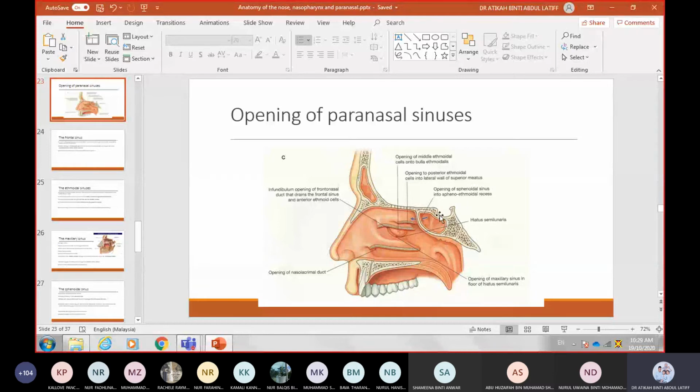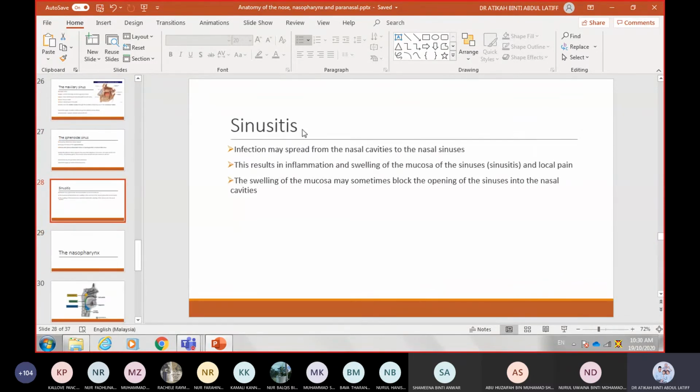So if you imagine you have an infection inside the sinus, it can spread inside the nasal cavity, or from the nasal cavity infection can also spread inside the sinus, because they are interconnected through the different meatuses. The infection is called sinusitis, infection of the sinus. Usually it spreads from the nasal cavities. It results in inflammation and swelling of the lining or mucosa of the sinus and causes local pain.